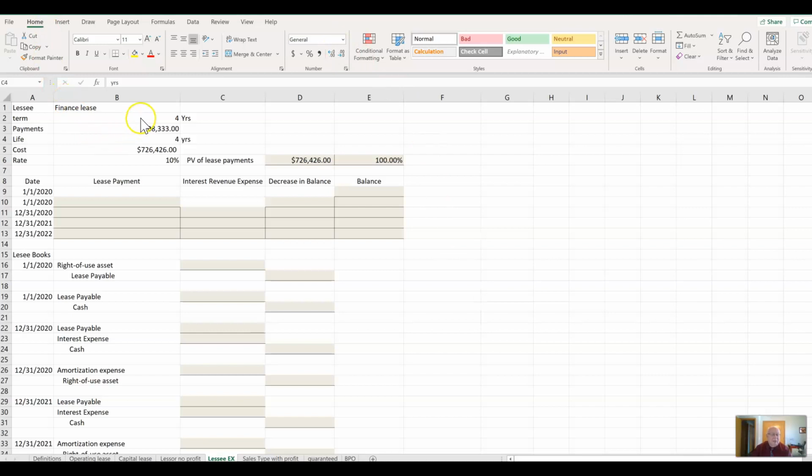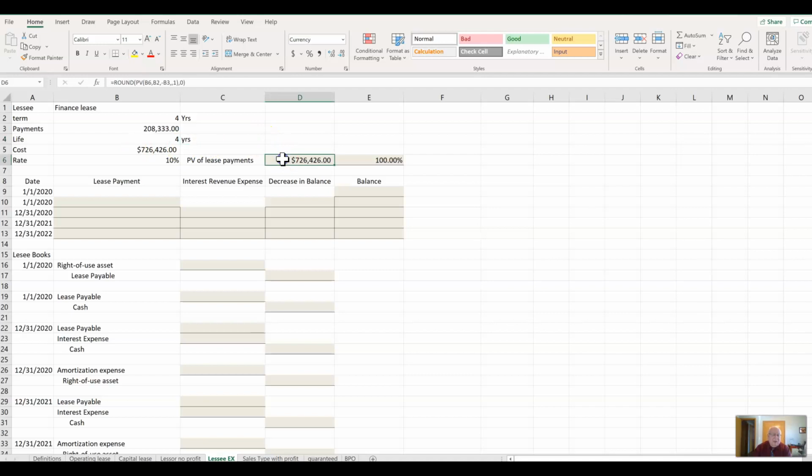So what we have on this is a 4-year lease, four-year term. Life of the asset is 4 years. The payments will be $208,333, because a lot of times those will be given to us, and the cost of the asset is $726,426. So it's very similar to the operating lease that we just covered.